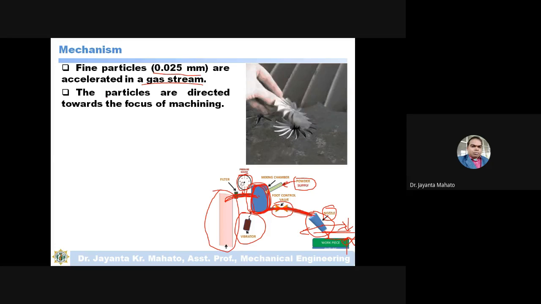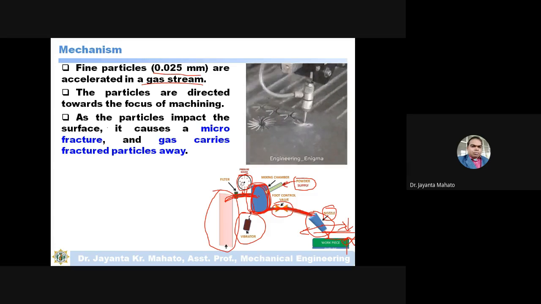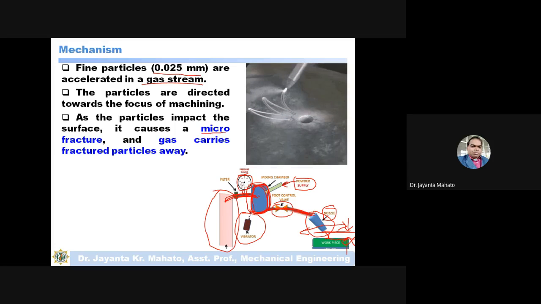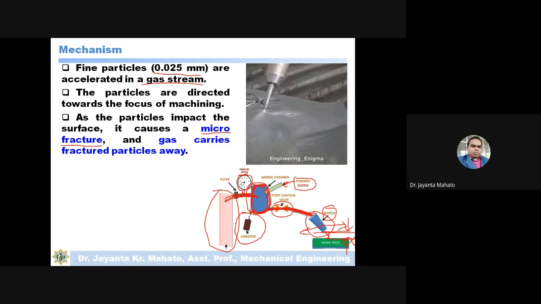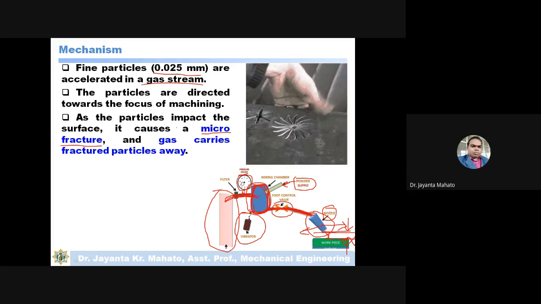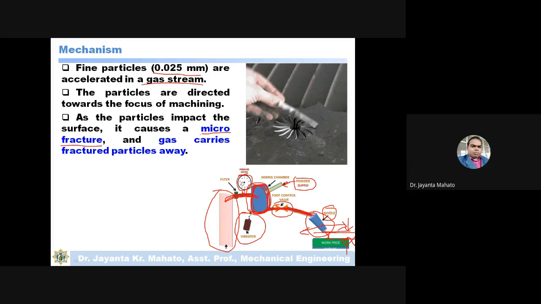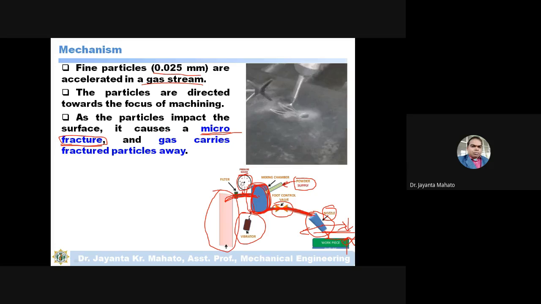Okay. So the particles are directed towards the focus of machining. As the particles impact the surface, it causes a micro fracture. Okay. So this is the mechanism. Means first fine particles are mixed with this gas and accelerated by the gas stream, and this mixture will impinge on the surface, and fine particles impact on the surface and it causes a micro fracture. Okay, means surface के ऊपर फ्रैक्चर होगी, माइक्रो टाइप, माइक्रो फ्रैक्चर. ओके, छोटा छोटा फ्रैक्चर मीन्स पार्टिकल वहाँ से surface से निकल आए. ओके, इसमें देखो छोटा छोटा पार्टिकल कर रहा है, so these are actually micro fractures.